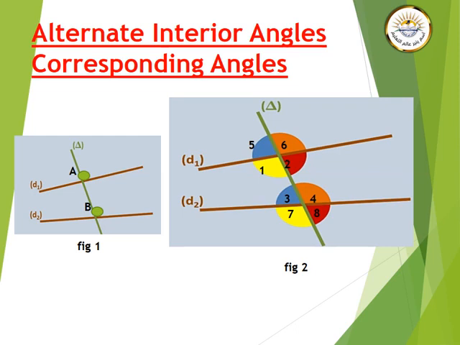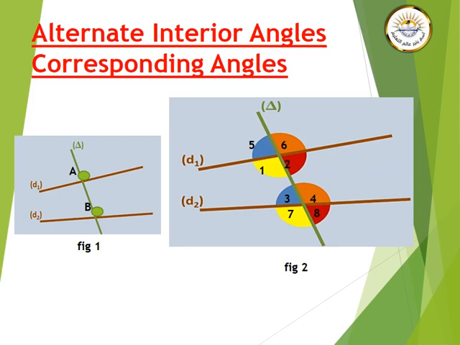We can see there are two intersection points A and B. A is the intersection point between the straight line D1 and the secant delta, while B is the intersection point between the straight line D2 and the secant delta. In this figure, we can notice an example of two corresponding angles marked in green. I mean these two small green circles drawn on the figure.